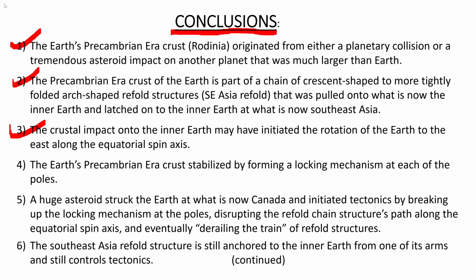Four. The Earth's Precambrian era crust stabilized by forming a locking mechanism at each of the poles. Five. A huge asteroid struck the Earth at what is now Canada and initiated tectonics by breaking up the locking mechanism at the poles, disrupting the refold chain structure's path along the equatorial spin axis and eventually derailing the train of refold structures. Six. The Southeast Asia refold structure is still anchored to the inner Earth from one of its arms and still controls tectonics.